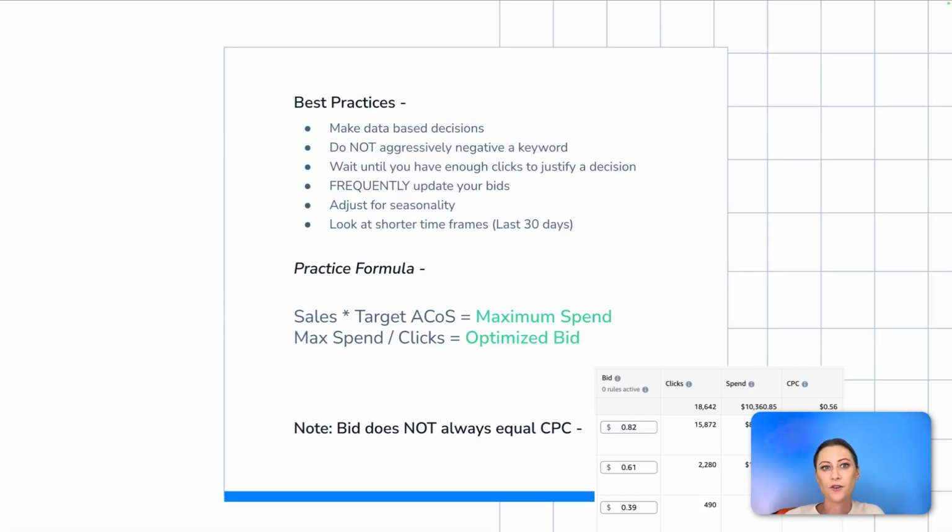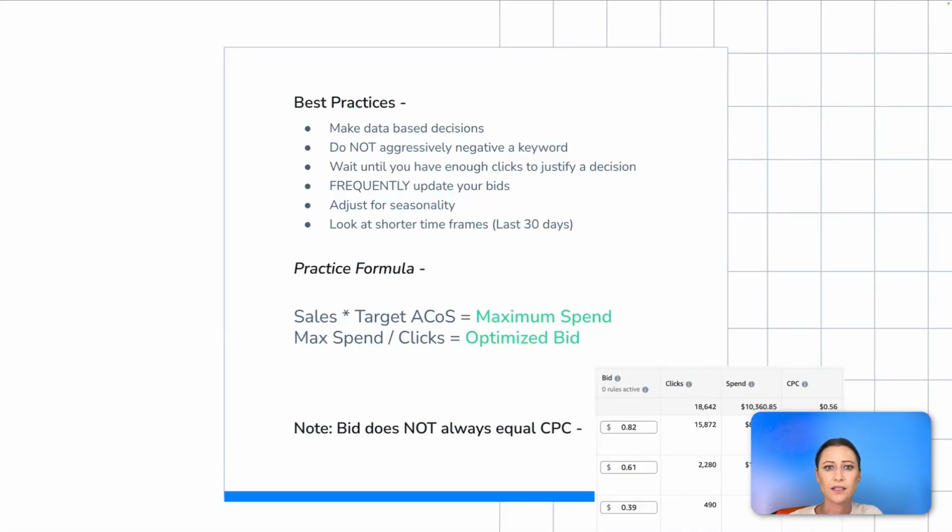So this is a practice formula I use to help me start to understand bid management. If you're watching this video, I highly recommend you pause and open up your advertising console. Go to your targeting tab. We're going to do this together in a little bit, but I highly recommend you do it yourself now. Open up the targeting tab and start playing around and testing this formula.